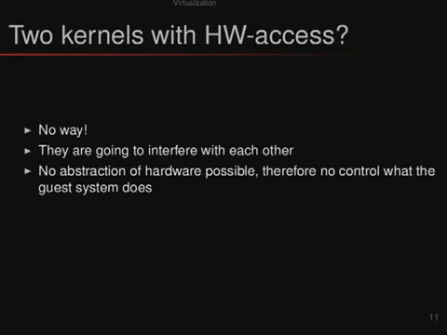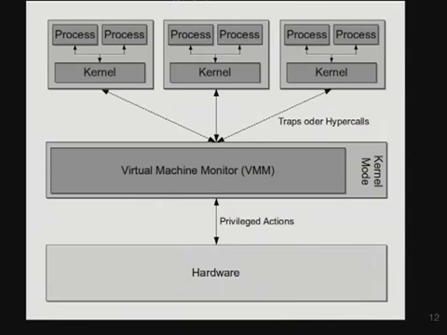So what if we introduce two kernels, because we want to run two kernels, basically, because we have several operating systems we want to have on one machine? There is no way that this could ever work, because those two kernels are going to interfere with each other because they don't know that there are two kernels. So they both would try to access the hardware and would configure the hardware differently, which is not going to work. Also, we cannot abstract the hardware. We don't have this abstraction layer, so we don't have control over what those two or more kernels actually do to the hardware. So we need a different approach.